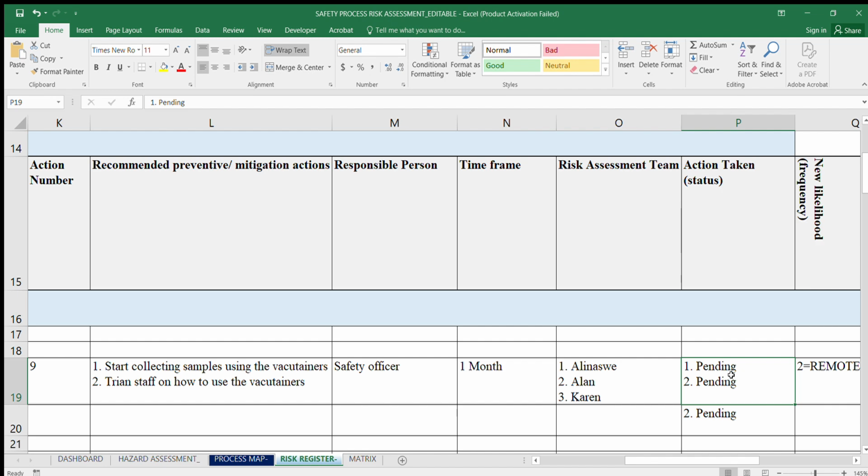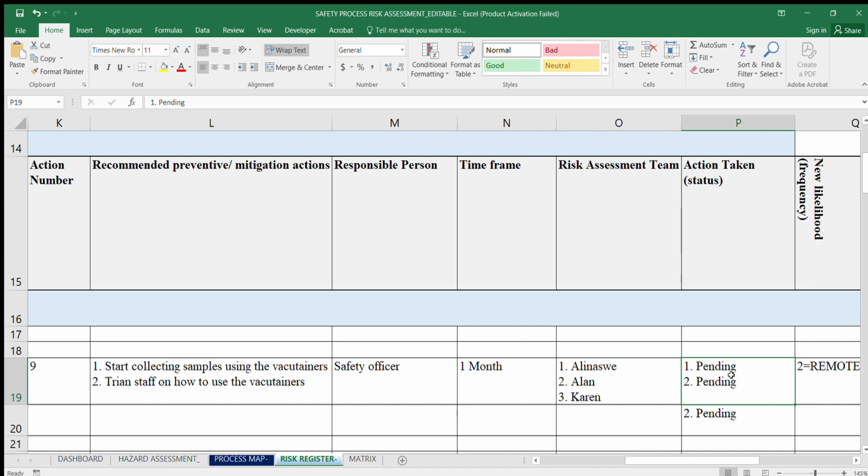Maybe you haven't yet implemented. It's been a day, so you are still maybe strategizing on how you're going to start, because there may be a challenge that these are not available, so you may need to procure these as well. If you need to procure them, it means that procurement of the vacuum becomes a preventive action as well, because for you to start collecting, you need to procure. So procurement also becomes a preventive mitigation action. And after you procure, you then train the staff on how to use the vacuum turners.